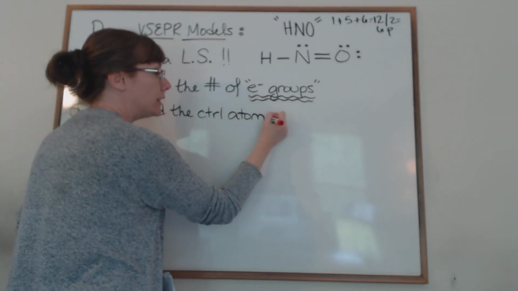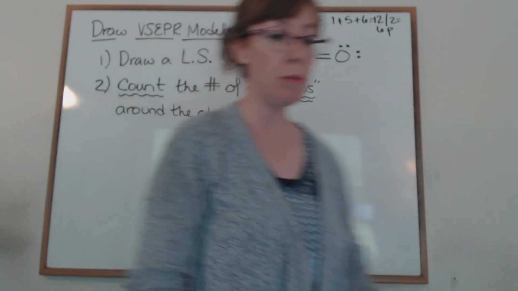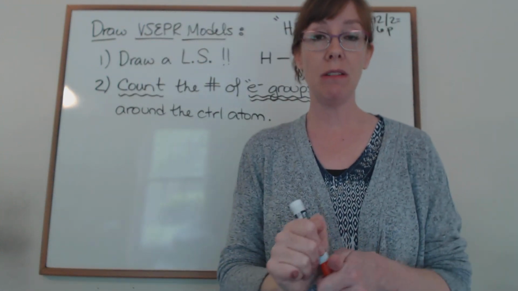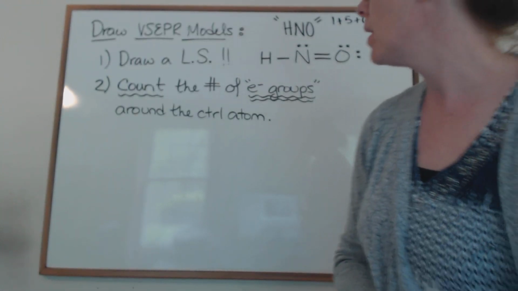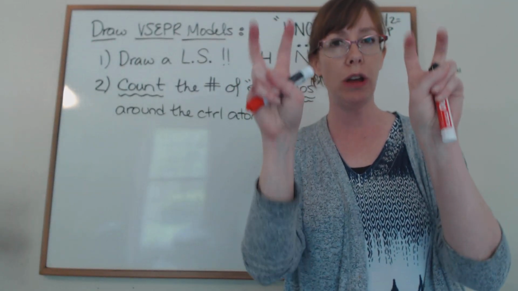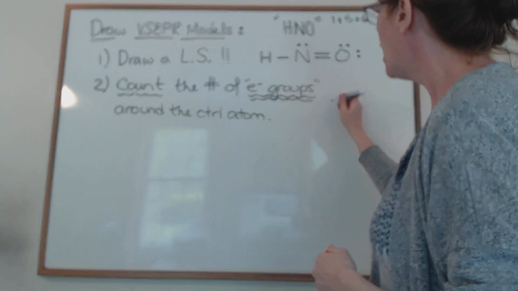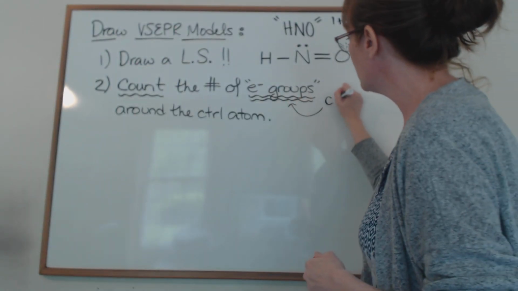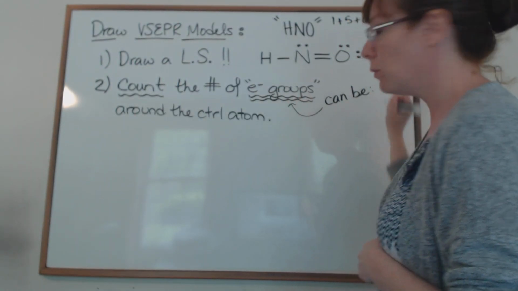So what we need to do is get this number. It's a really important number. In fact, when people mess up VSEPR theory, this is the step that they usually mess up. So first of all, what is an electron group? What counts as an electron group? It's new terminology. An electron group can be any one of the following.